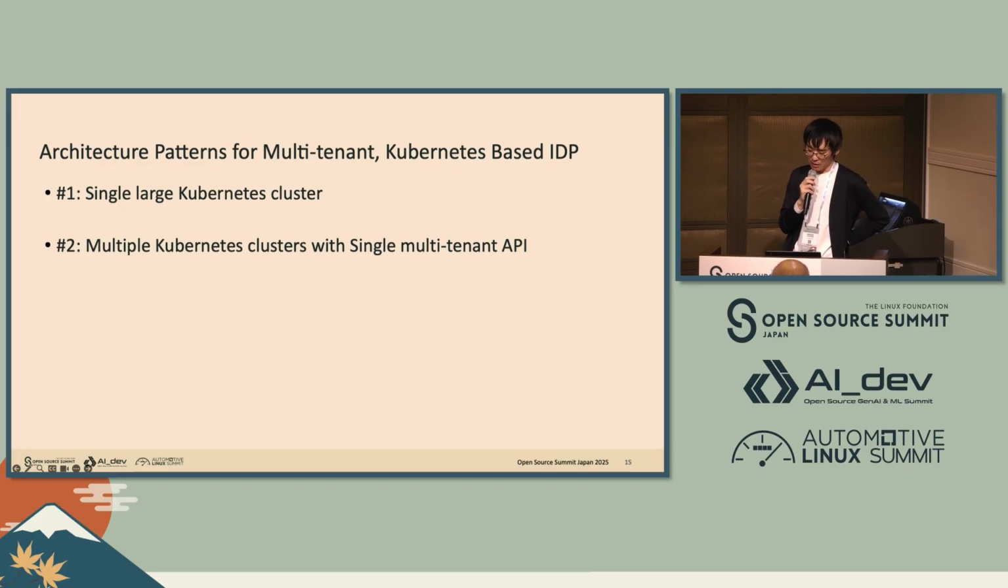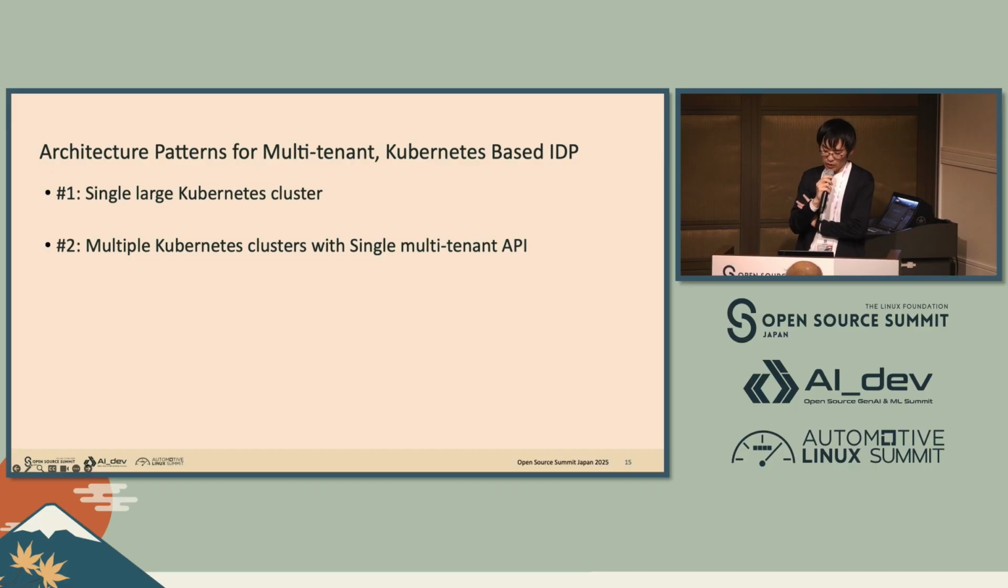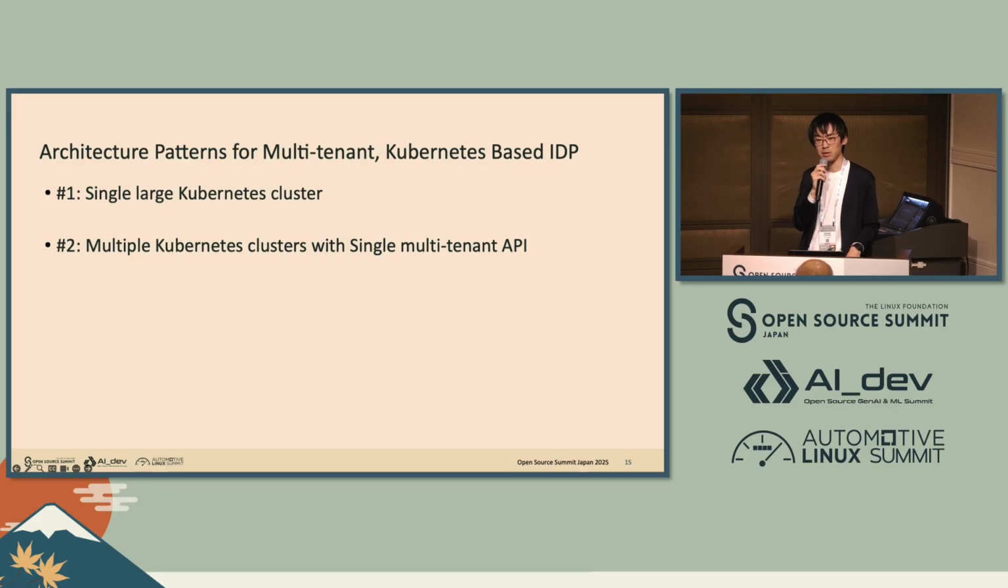And I think there are two major architecture patterns for the Kubernetes-based multi-tenant platform. The first one is using a single large shared cluster. The other is combining multiple clusters but exposing them through one unified API endpoint. From the user's point of view, it looks like a single platform, even though it's backed by several clusters.